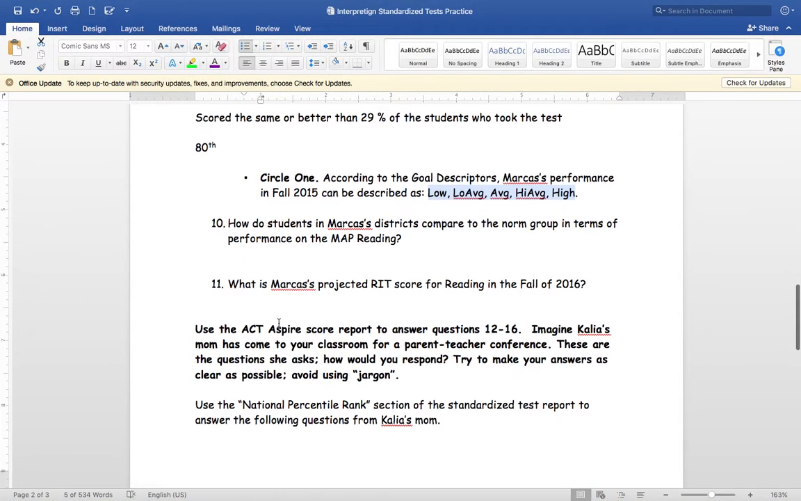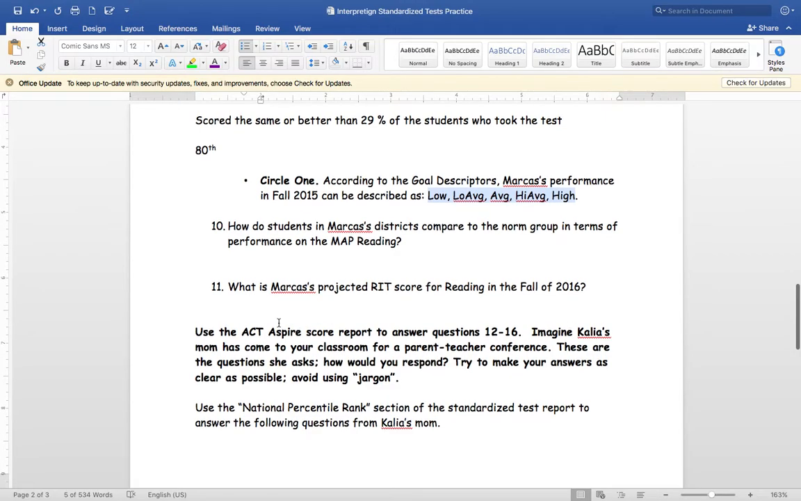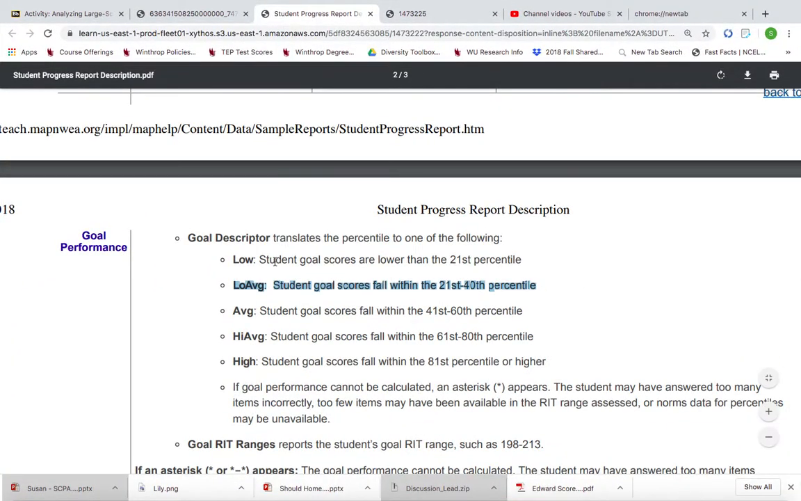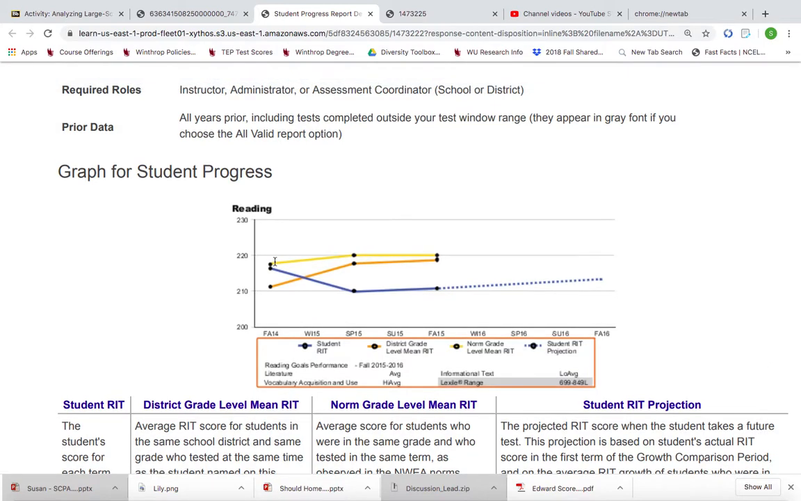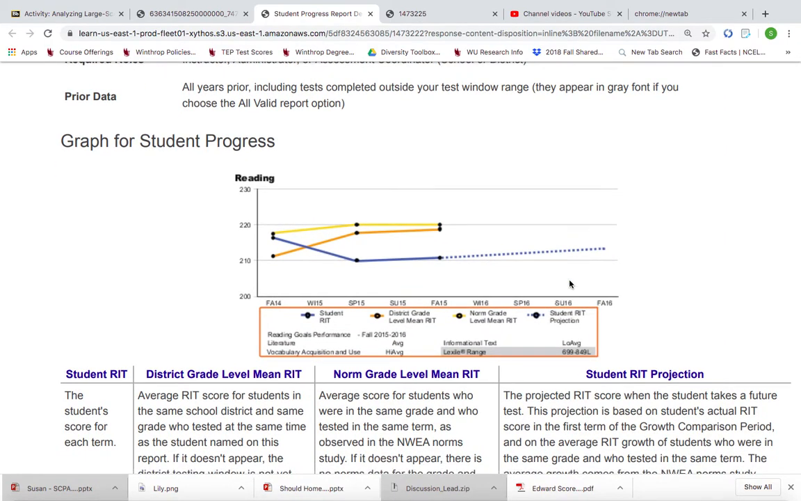Okay, how do students in Marcus's district compare to the norm group? All right, so here we are. This is Marcus's growth. So the blue is the student, and the orange is the district, and the yellow is the grade level. Now this little dotted line right here is kind of like projecting where Girard's going to be within the next couple of testing scenarios.